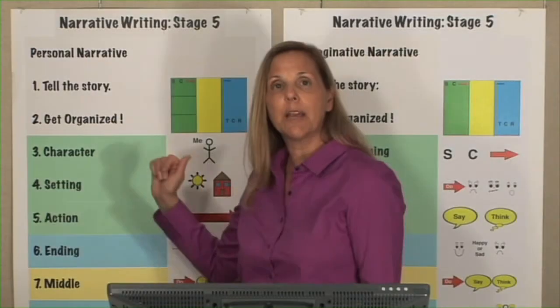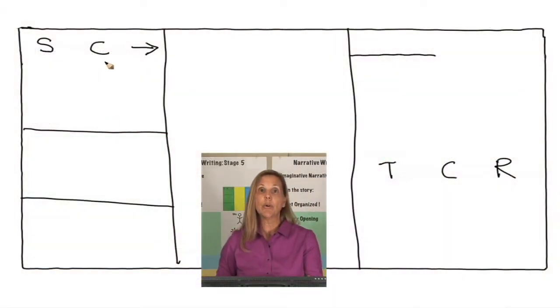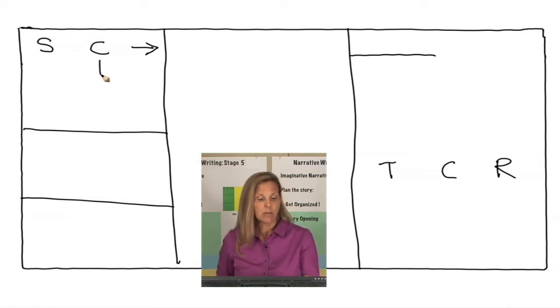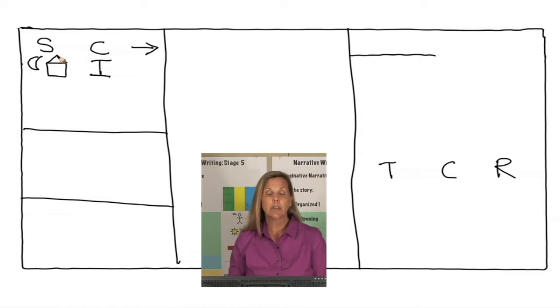You will see the next step says character. We're going to go to the C and we're going to say C, character. Who's the character in the story? I am. So I need to write the word I. The next step is going to be setting. And when did this happen? Well, let's put a moon, last Saturday night. Where did this happen? Well, I was in my house. So now we have last Saturday night at my house, I, and then the arrow is action.